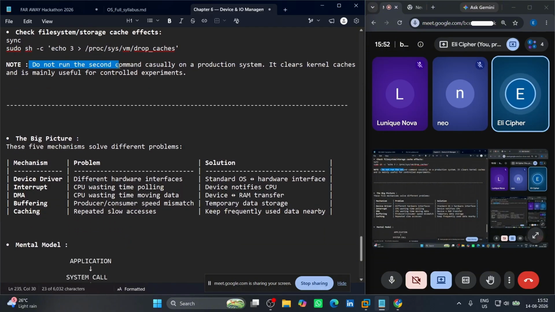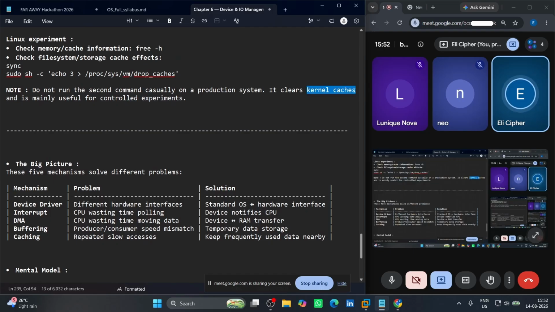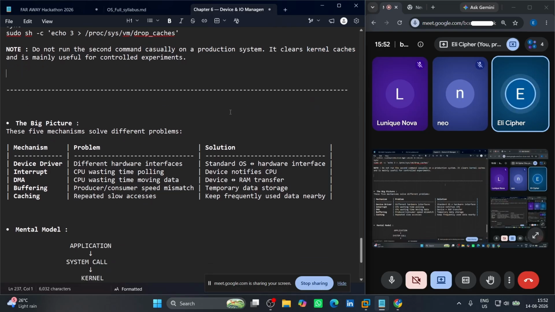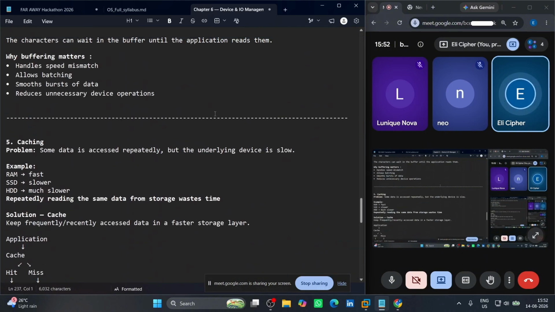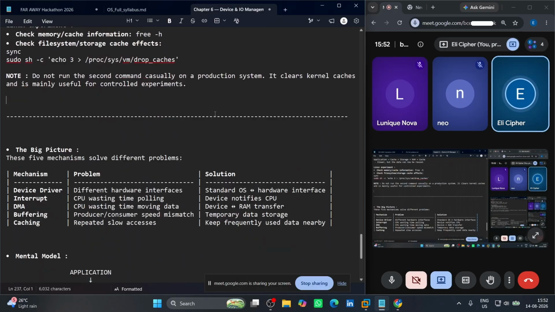So note that do not run the... Oh, sorry, I have run it. I know that there is one command which I don't have to run. No problem. Okay, do not run the second command on the production system, because it clears the cache and is mainly useful for controlled experiments, right? It will clear the kernel's cache. Very bad. No problem. Okay, so cache is our last topic of this device and IO management.